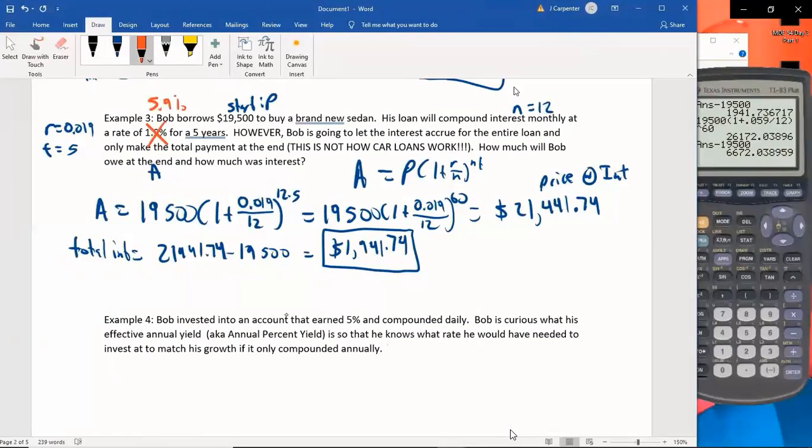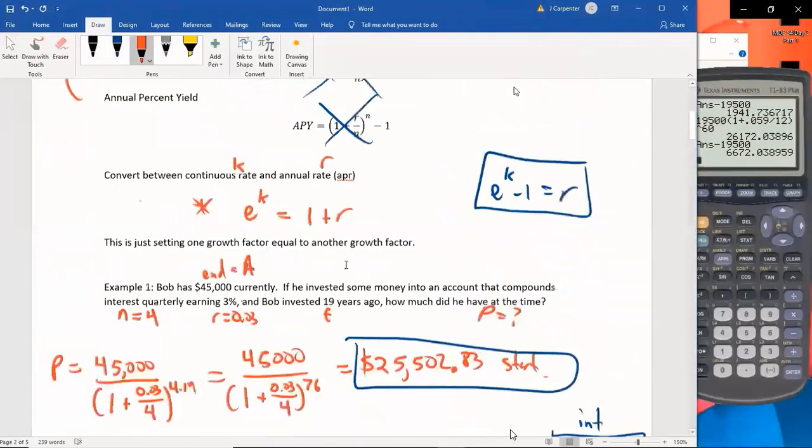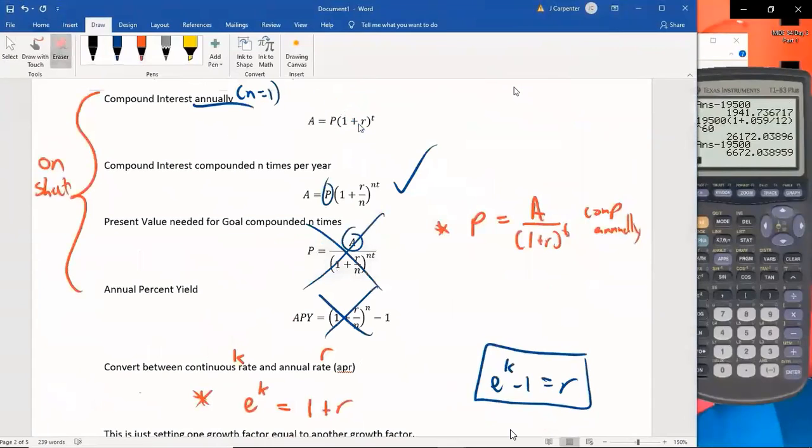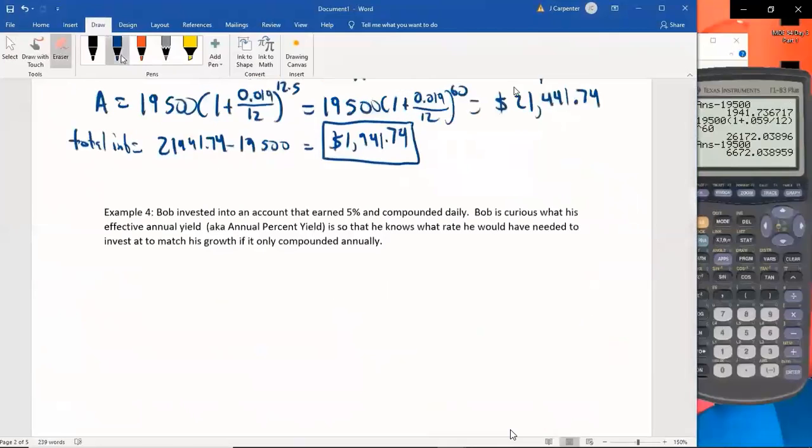I asked for what his APY is, which the APY formula is only dependent on the rate and the number of times it compounds per year. There is no principal in here. There is no t in here. The t is always a 1 because this is over 1 year exactly. So we need this formula, 1 plus r over n raised to the n, and then minus 1. So APY equals 1 plus r over n raised to the n, then minus 1.